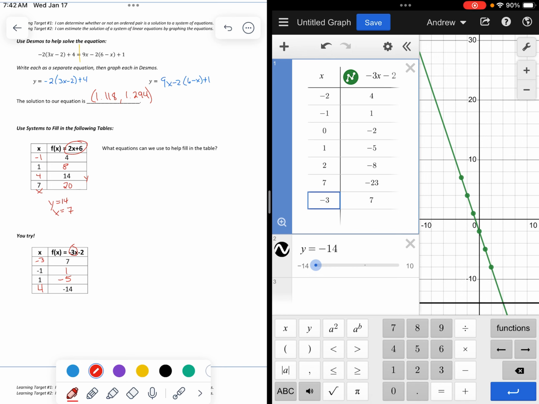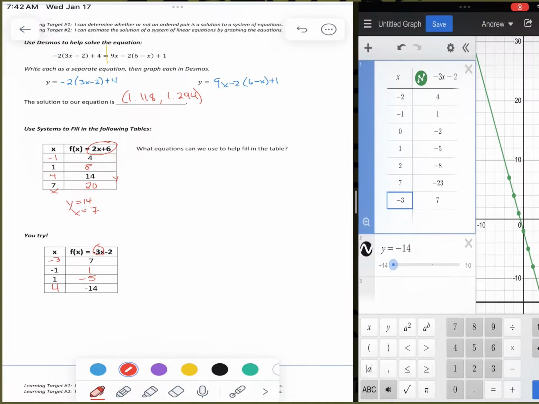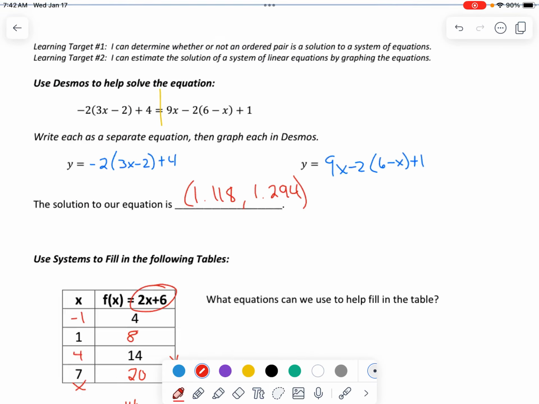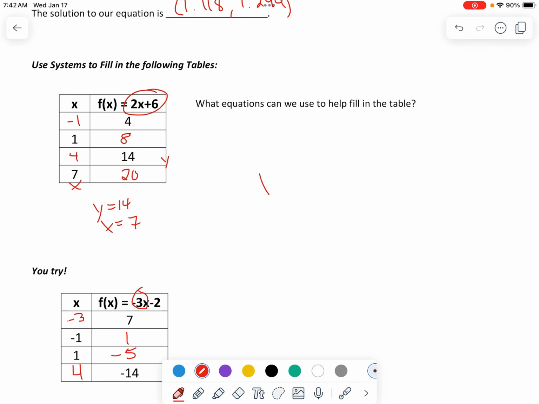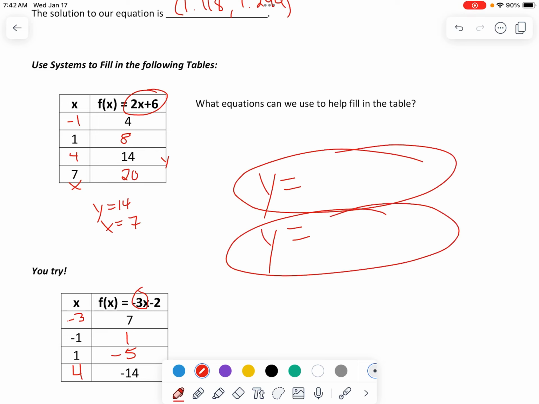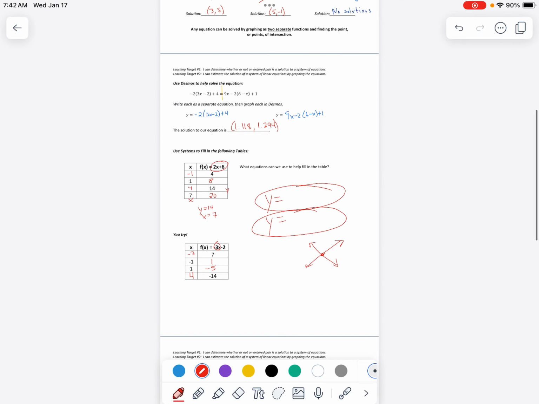Okay, so long story short, use Desmos, right? But when you have super complicated equations, you can split those equations, right, into 2 separate equations, graph them both, and then look to see on the graph where they intersect, okay? And that intersection is the solution.